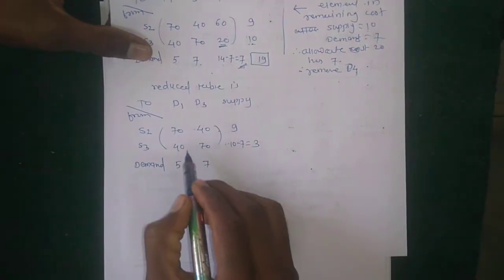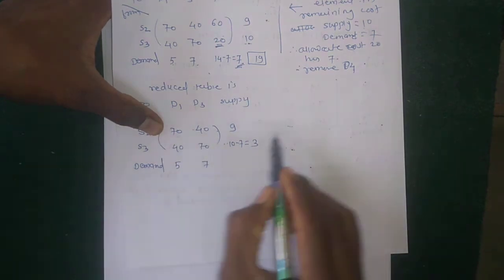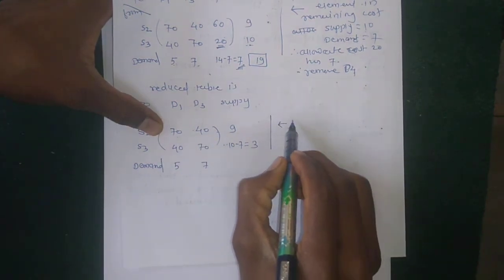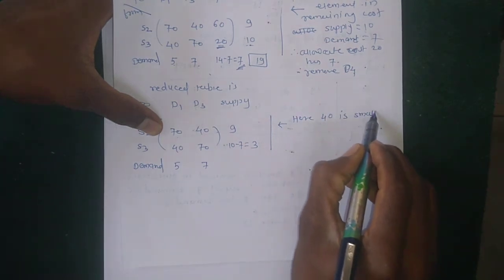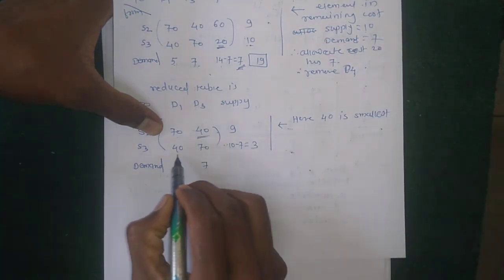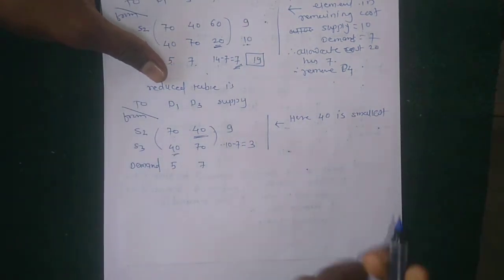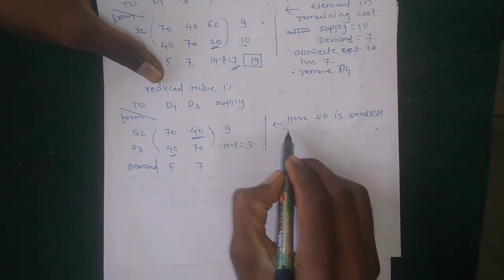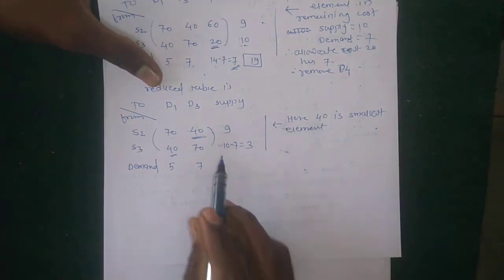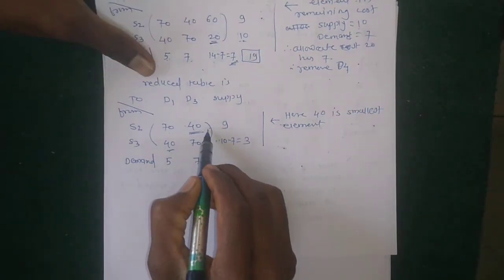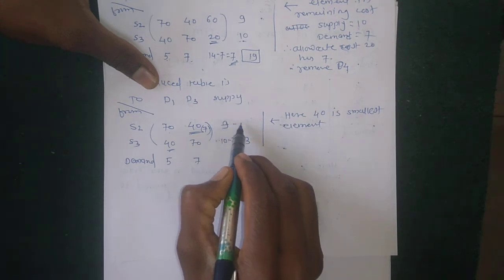Again select the smallest element. Here 40 is the smallest element. Choose any one of the 40s, this 40 or this 40, both are fine. So 40 is the smallest element, and then allocate for 40. Allocate for this 40 as 7, remaining here 2.